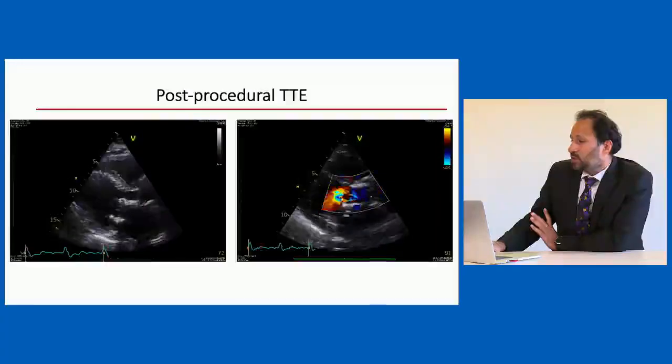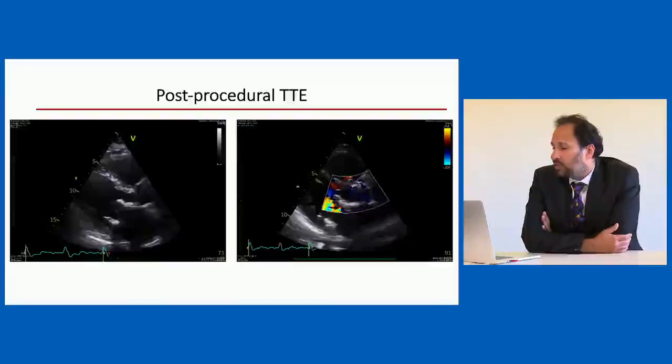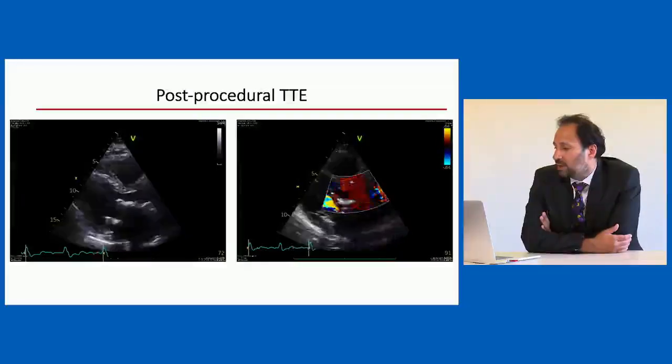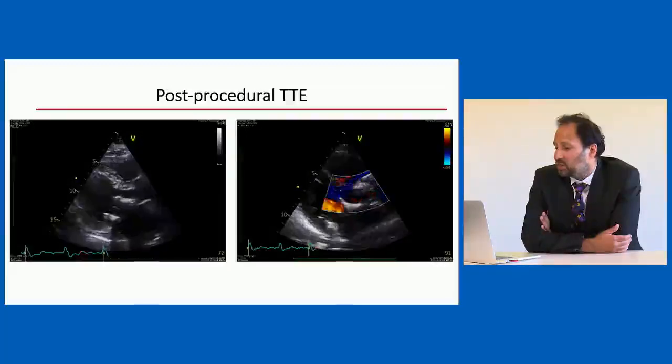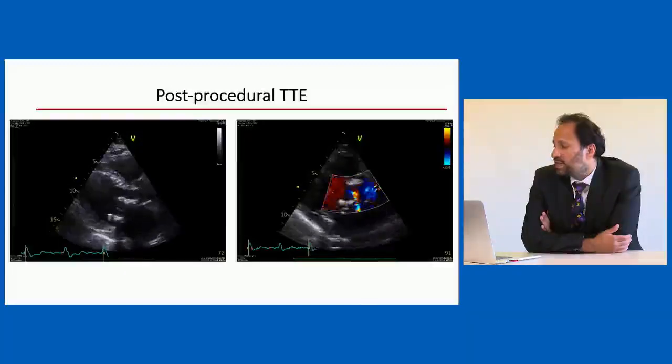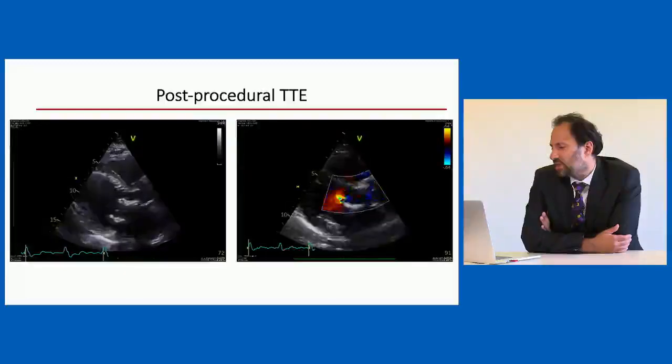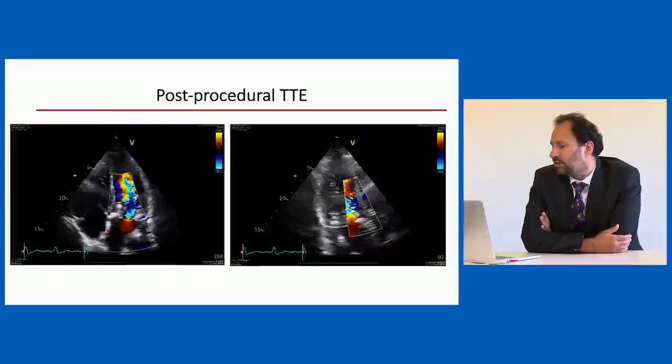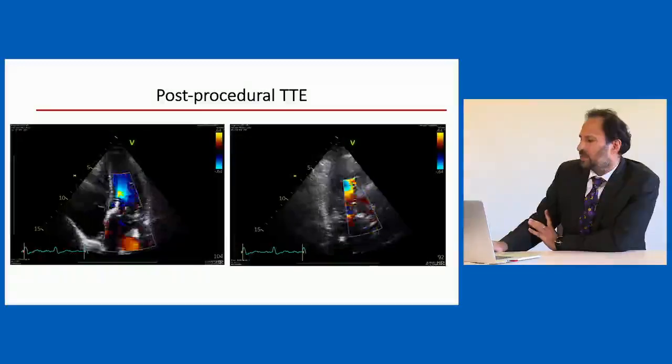We're now going to move to the post-procedural transthoracic echocardiogram. We can now see that the 29mm Sapien 3 valve is in situ on the left-hand image, and on the right-hand image there is no color Doppler flow acceleration in the left ventricular outflow tract and no significant specific issues.